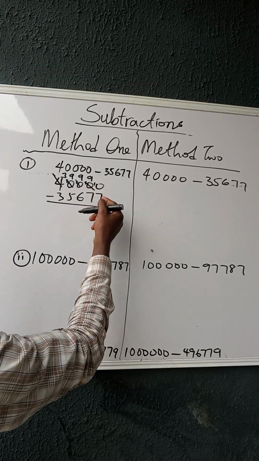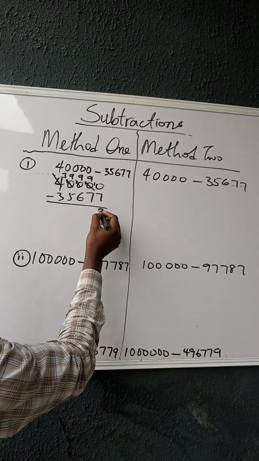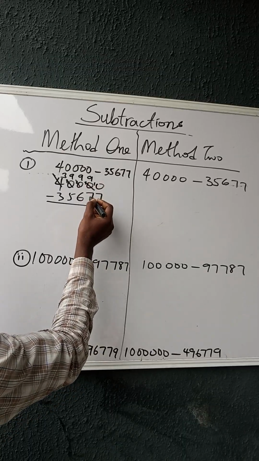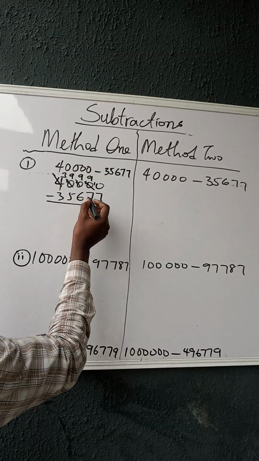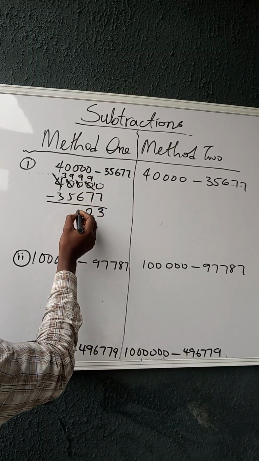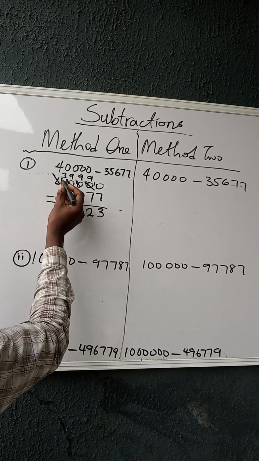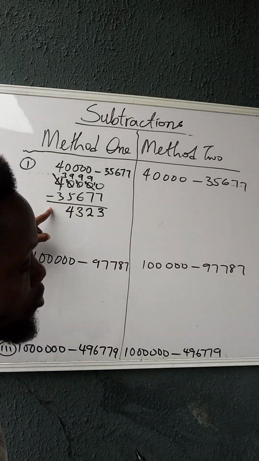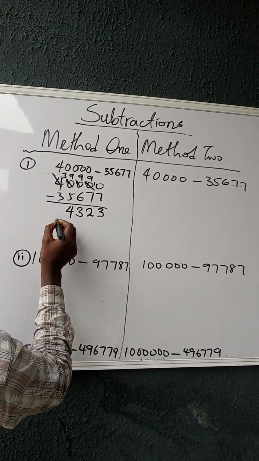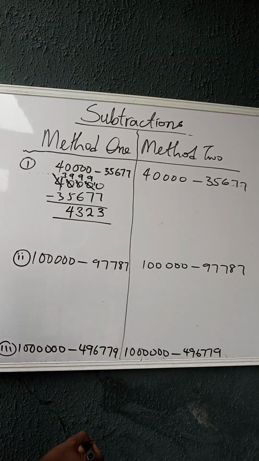And making this 10. Here we have 10 take away 7, giving us 3. 9 take away 7, giving us 2. 9 take away 6, giving us 3. And 9 take away 5, giving us what? 4. And 3 take away 3, giving us 0. So there's no point writing 0. So you have 4,323 as our answer there.